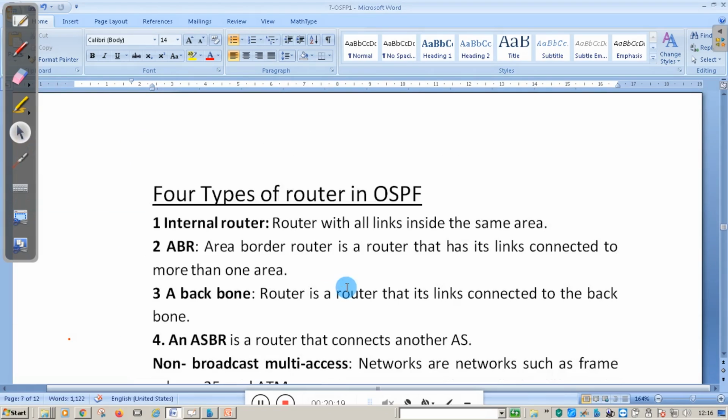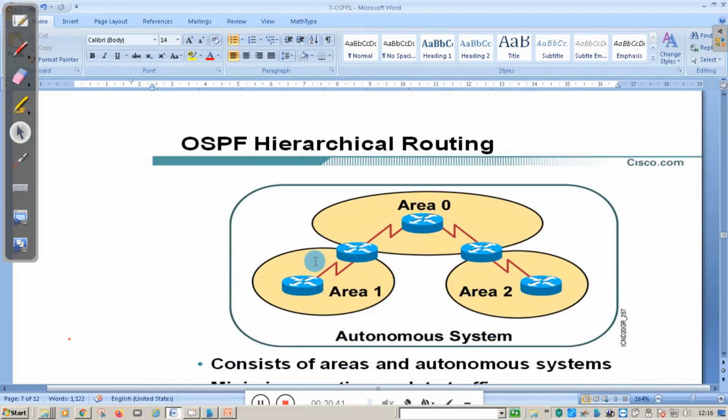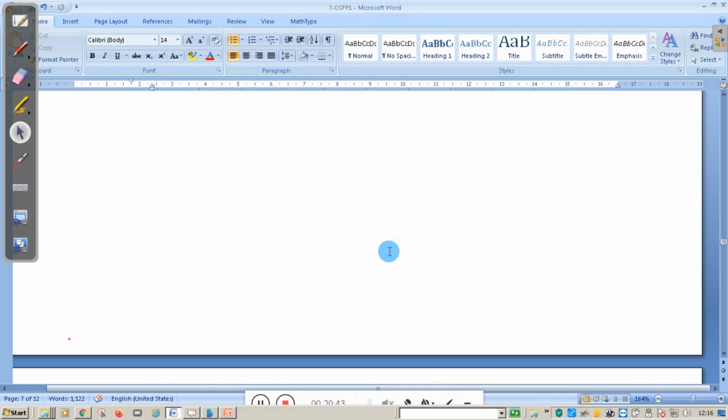Now, 4 types of routers are there in OSPF. What are the 4 types of routers, students? One is called the internal router. I told you what an internal router is. Second one is the area border router. Third one is the backbone router, and fourth one is called the autonomous system boundary router, which will connect one autonomous system to the other autonomous systems. I have already explained this, and I have already explained the hierarchy of that routing also.